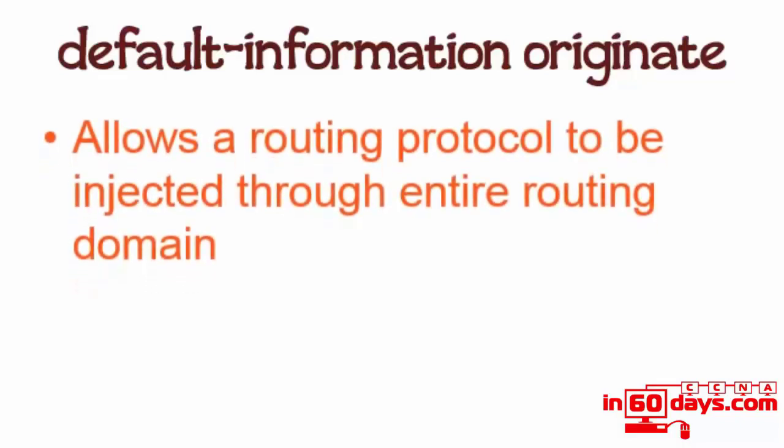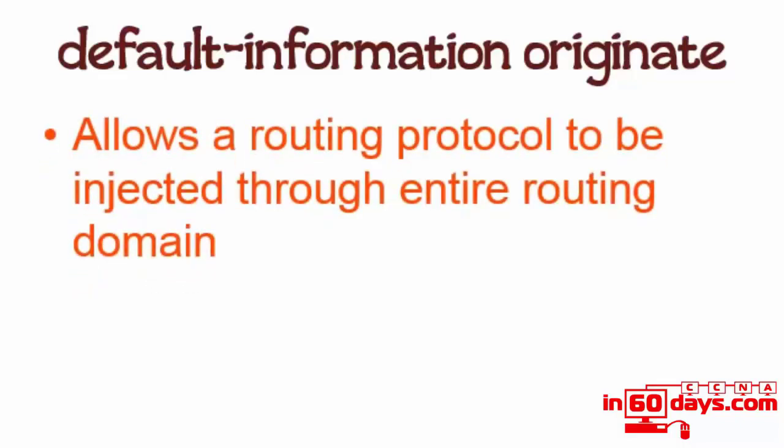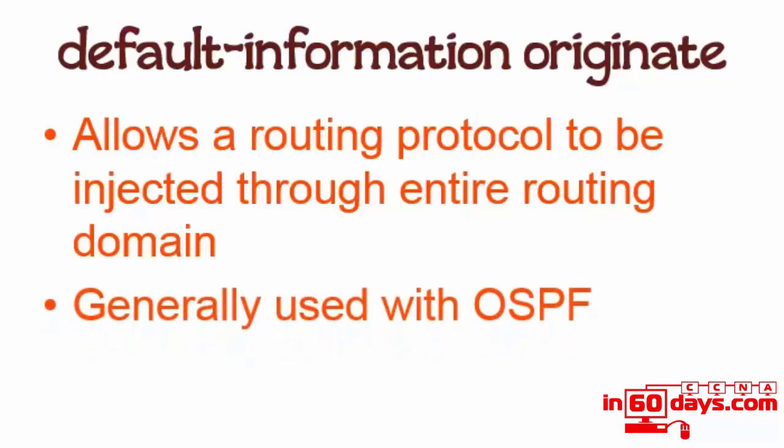Default information originate command. This can sometimes be asked in the exam, so I just want you to be familiar with it in case you haven't seen it before. That's the actual IOS command there. So it's default-information originate, and it's used with dynamic routing protocols. What it does is allow the default route to be injected throughout the routing domain. Generally speaking, people ask the difference, this is used with OSPF. There are tags you can add on to the end of the command depending on what area you're using at the particular time.